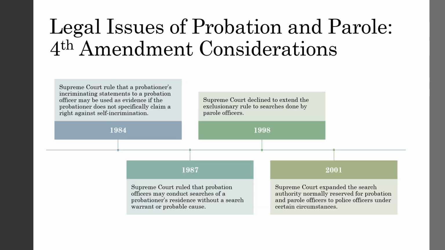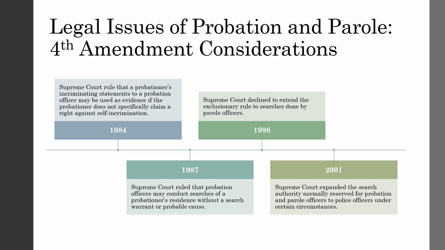Okay, so let's talk about some of the legal issues of probation and parole that concern your Fourth Amendment. Now, the first one is Fifth Amendment, but the rest all apply to the Fourth Amendment. In 1984, the Supreme Court ruled that probationers' incriminating statements to their probation officers can be used as evidence if the probationer does not specifically claim their right against self-incrimination. So this is Fifth Amendment, right? You have to plead the Fifth. You have to state that you're not answering because you don't want to incriminate yourself.